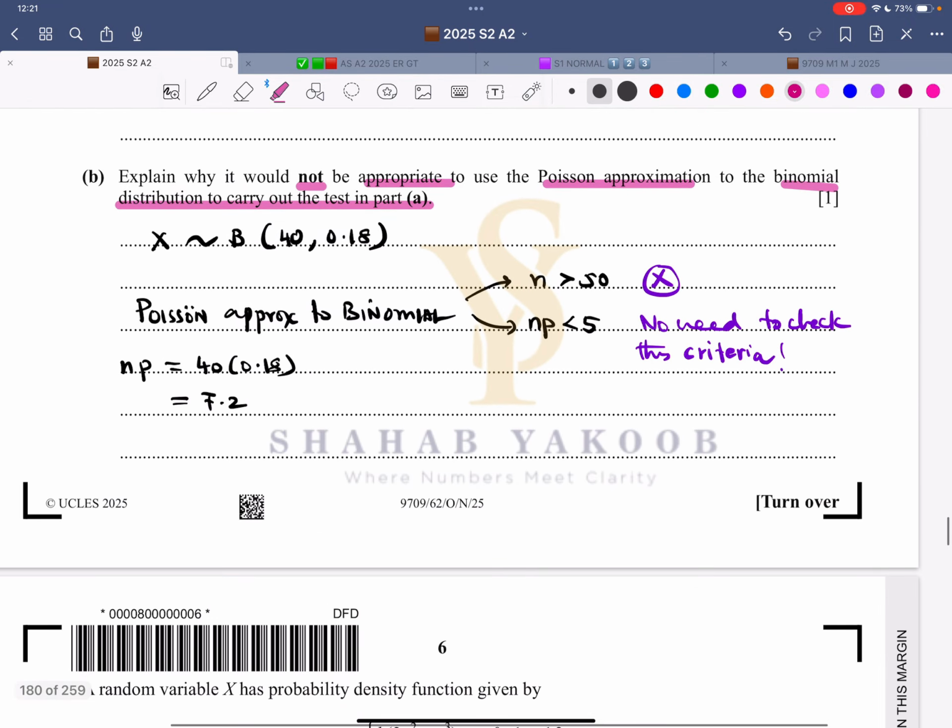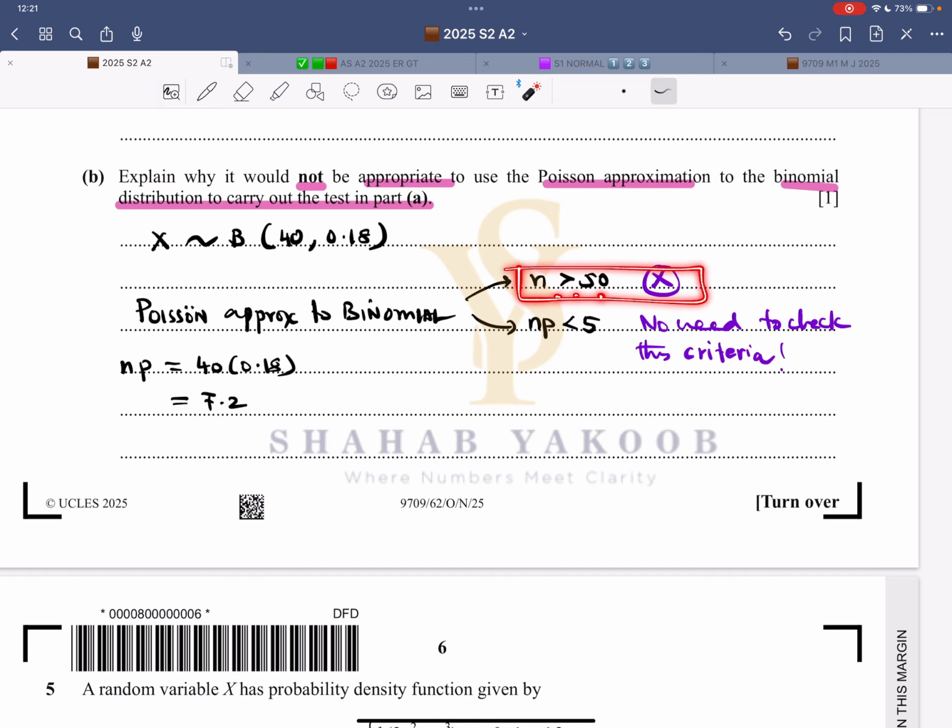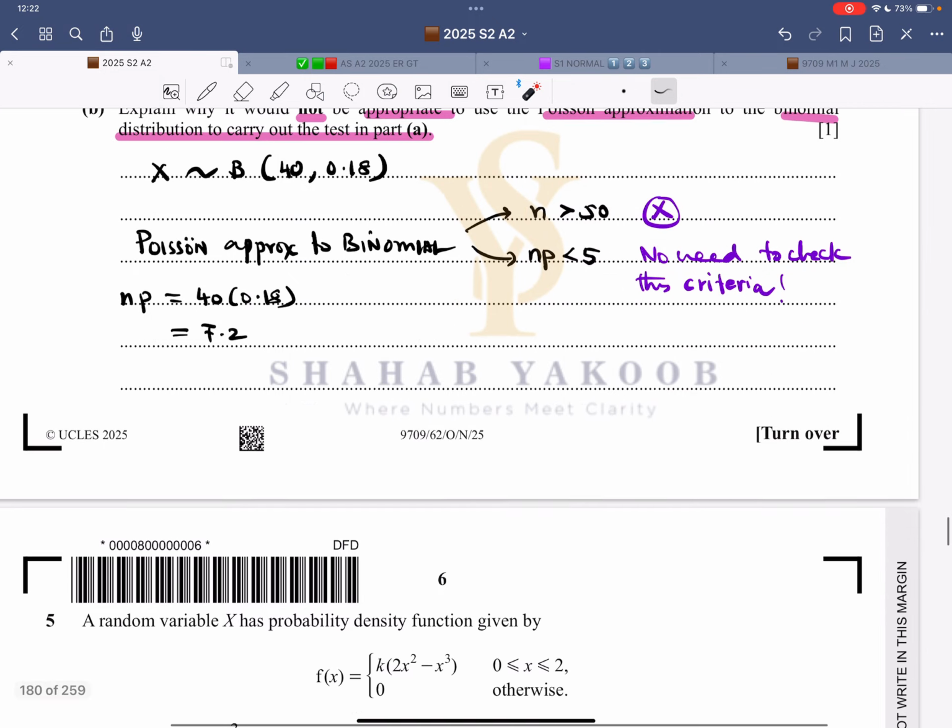Now explain why it would not be appropriate to use the Poisson approximation, because for Poisson, both conditions have to be fulfilled. Even if one is not fulfilled, you cannot do that. So first of all, n is not greater than 50, and still someone wants to calculate 7.2. This has to be lesser than 5. This is not lesser than 5. So I have written over here n greater than 50. That's not the case. So no need to check the second criteria.